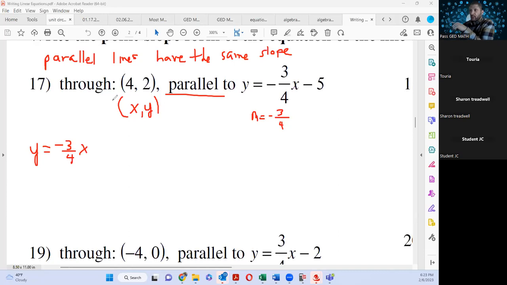Yes. So y equals mx plus b. What is our y? Our y is 2. What's our slope? Negative 3 over 4. We're going to multiply that by x. What is x? X is 4. Now, is 4 over 1 and 4 the same thing? Yeah. If x is 4, why am I putting 4 over 1?